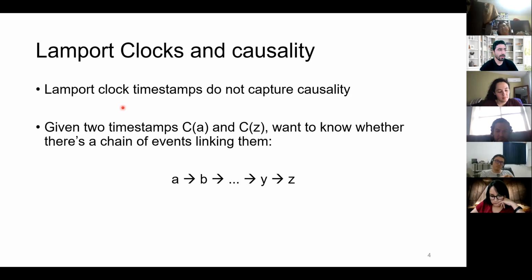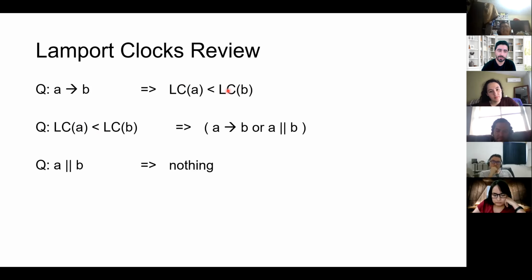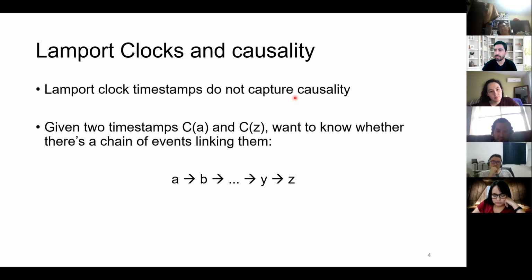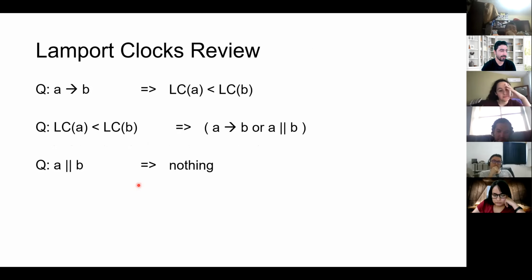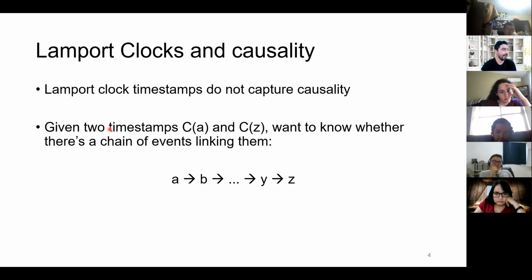Another thing: Lamport clock timestamps do not capture causality, or let me make it clearer, they don't capture complete causality for all events. You remember when they were talking about the Lamport clock? This is the Lamport clock. They do not capture causality like this. But look, this is concurrency, and I'm going to show it with an example. Given two timestamps like CA and CZ, we want to know whether there is a chain of events linking them.